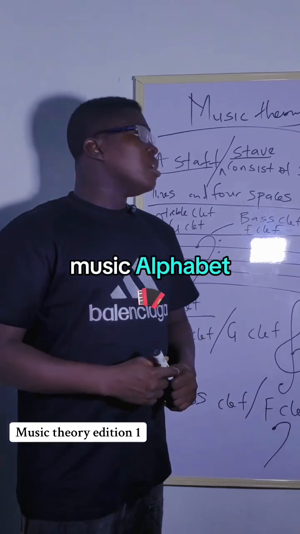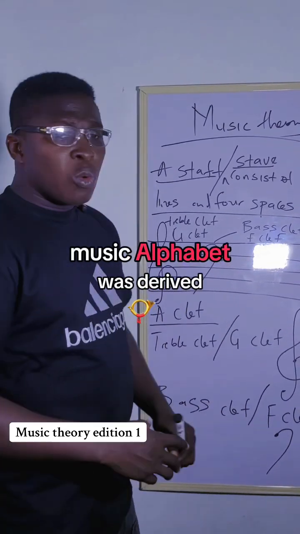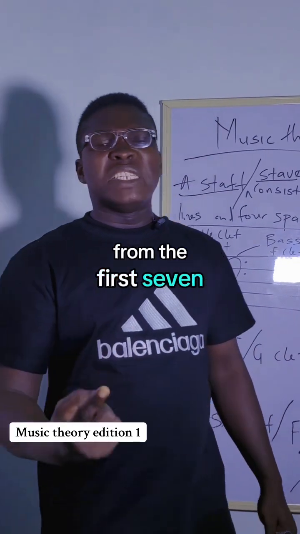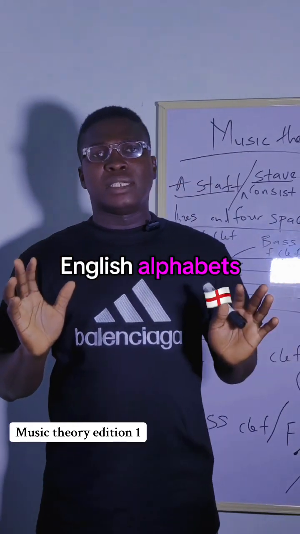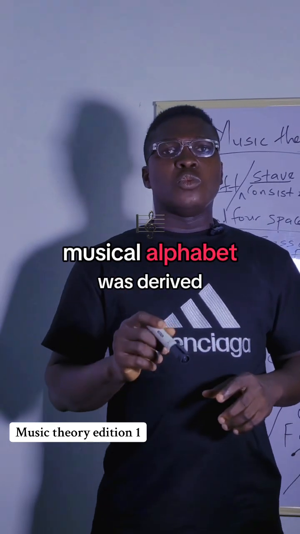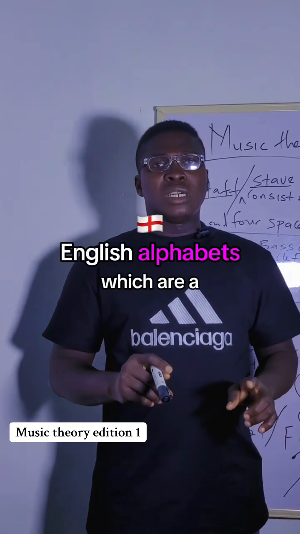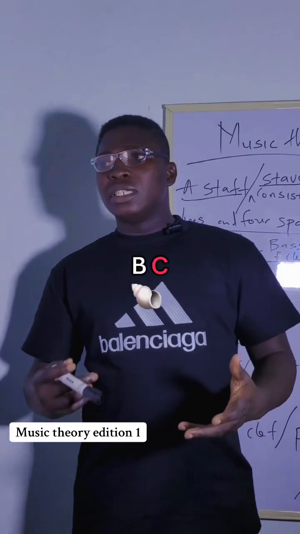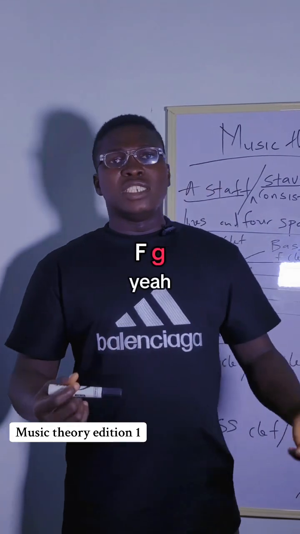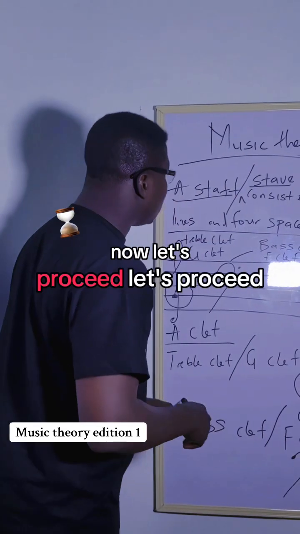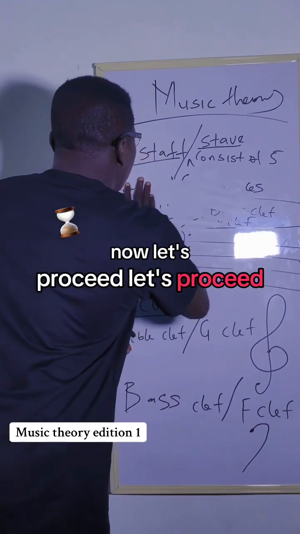Let's proceed to the musical alphabet. The musical alphabet was derived from the first 7 English alphabets, which are A, B, C, D, E, F, G. Yeah, A to G. Now let's proceed.